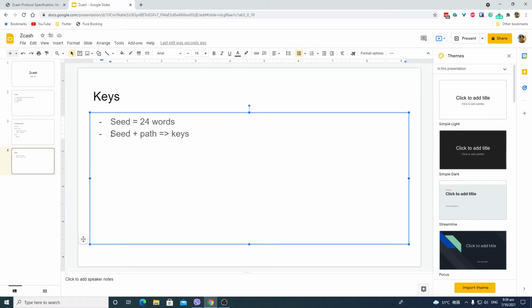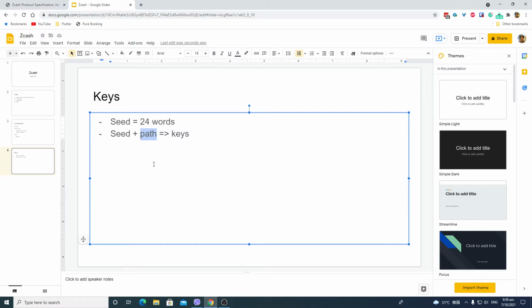But the part I'm interested in here is the fact that the path allows you to create nearly an unlimited number of keys. As long as you know the path, and usually the path is public, you would be able to create keys from the seed. So you only have to keep this part secret. So this part has to be very, very secret, because this part here, this path, is a convention.